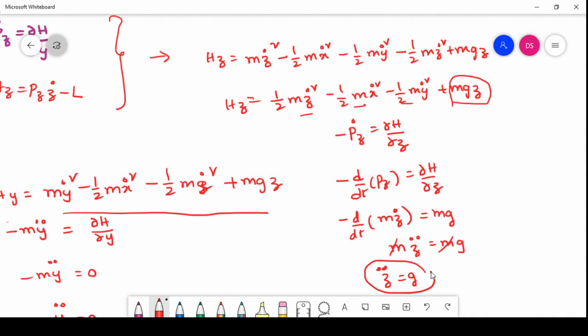So here z double dot is nothing but the acceleration due to gravity. The acceleration along the z direction is the acceleration due to gravity, and this is true. If the particle is moving near the surface of the earth, along the z direction, the acceleration due to gravity is always in the opposite direction. So what we have obtained is that even though it is moving along the z direction near the surface of the earth, the acceleration along the z direction is the acceleration due to gravity, and this value is true.